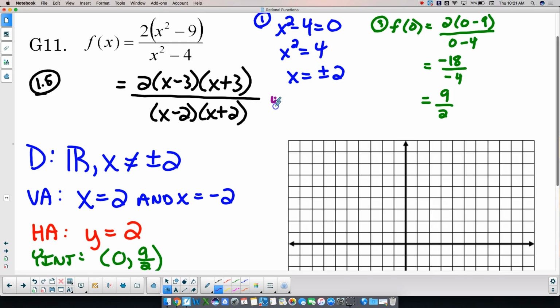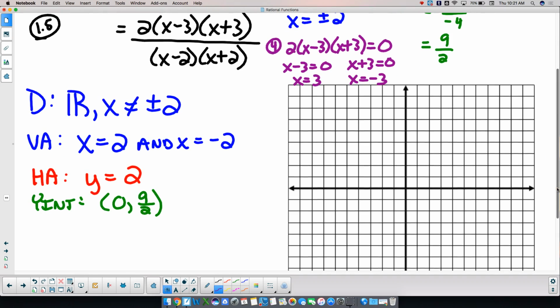Step number 4 says I need to set the numerator equal to 0 and solve for my x-intercepts. So that's going to be x minus 3 equals 0, so x equals 3. X plus 3 equals 0, so x equals negative 3. So those two give me my x-intercepts of 3, 0 and negative 3, 0. Did anything cancel out in step 1.5? Nothing crossed out in step 1.5, so therefore there is no hole.